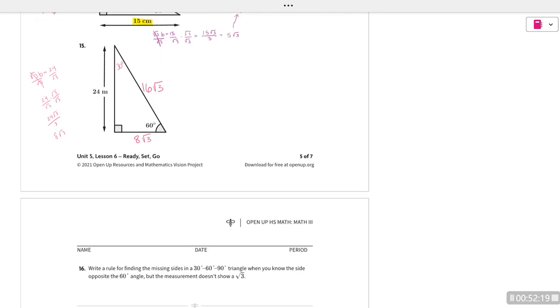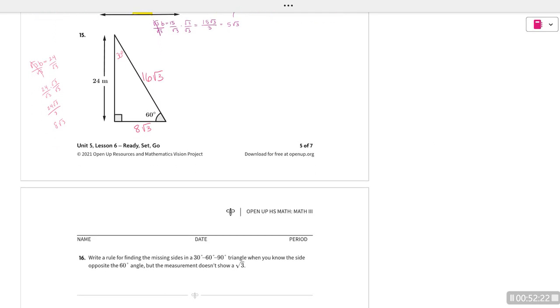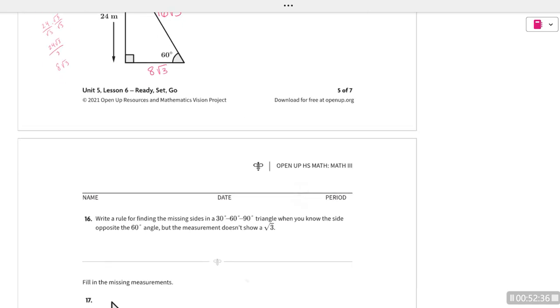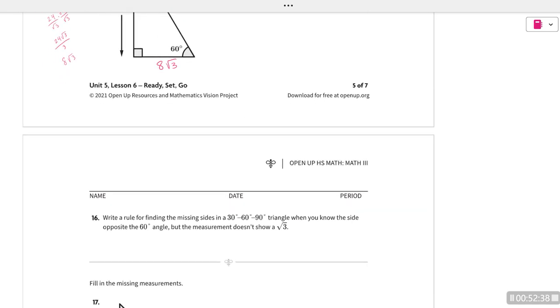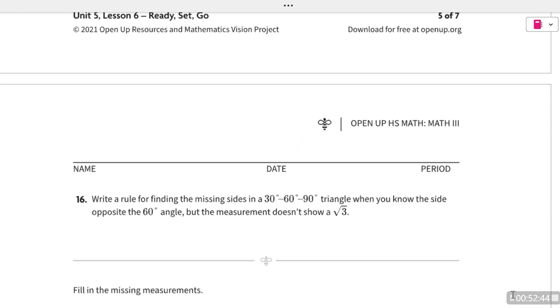Let's go down to problem 16. It says, write the rule for finding the missing sides in a 30, 60, 90 triangle when you know the side opposite the 60 angle, but the measurement doesn't show a square root 3. So for this one, for the side across from 30, I'll just redraw a triangle.